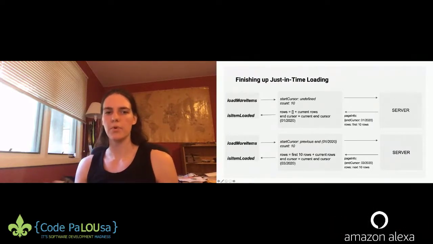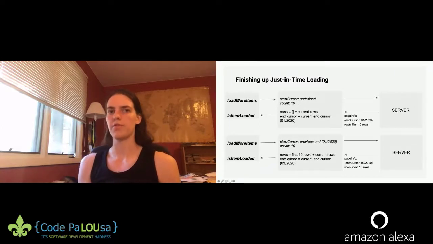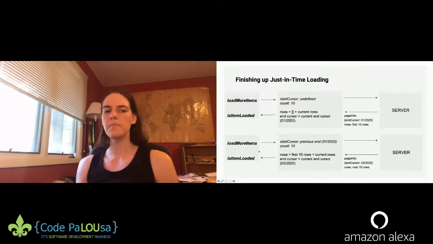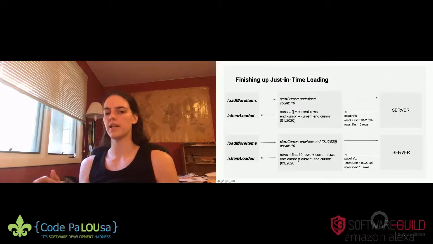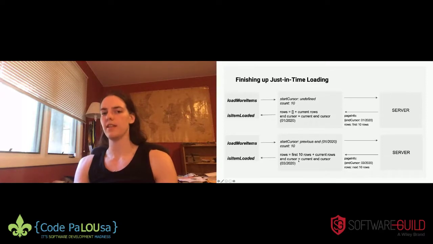If we look at this example, when we invoke load more items for the first time, we'll go to the server and get back in response a page info with some information about the page, an end cursor, and a rows object with the first 10 rows. Then when we make another request, we'll use that old end cursor, and we'll get back a new page info with a new end cursor and some new rows. We'll want to combine those new rows with the existing rows, at least while they're still on the page. And eventually, when our cache gets really big client side, we'll want to clear it out.